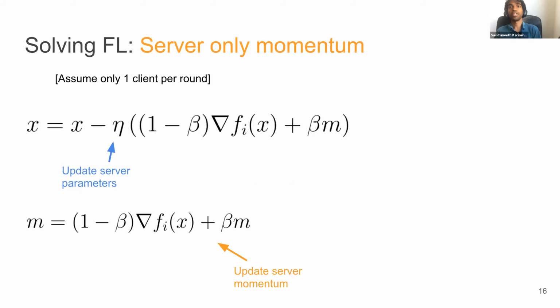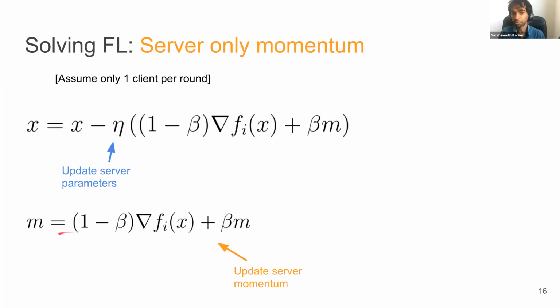So how would we use momentum? Probably the simplest algorithm to solve this would be what I'm calling server-only momentum here. You sample a client i in the round, just compute the gradient of f_i at x, and don't do any local steps. Combine this with your momentum parameter and update your server parameter. So you just have your gradient, combine it with momentum, get your update, and use that to update the server parameter, and then also update the momentum parameter.